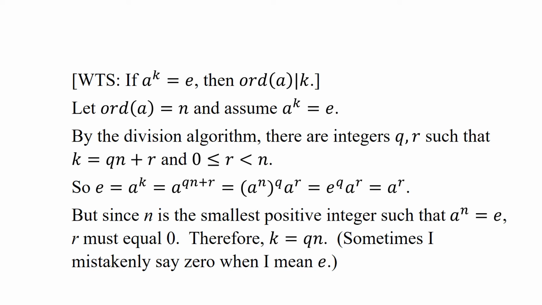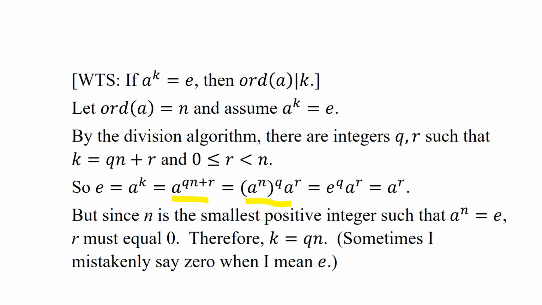I look at what I'm given. a to the k is the identity e, and k, by my division algorithm, is k equals qn plus r. So now I'm looking at this expression, a to the qn plus r, and I use the properties of exponents to rewrite it in this form. As before, a to the n is e, so now I'm looking at e to the q, which of course is the identity. The identity times a to the r is a to the r.